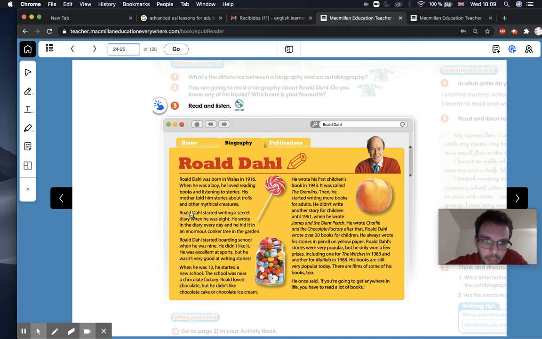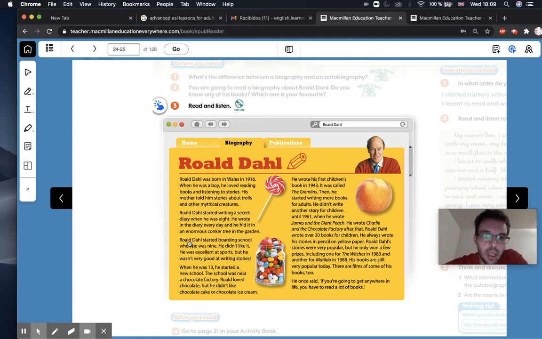Let's have a look here. In this part, it says Roald Dahl started writing a secret diary. Remember diary, diario? He started writing a secret diary when he was 8. Okay, and it said he wrote in the diary every day and he hid it, right? Esconder, lo escondió. He hid it in an enormous conker tree in the garden.